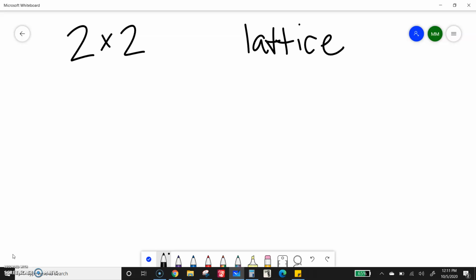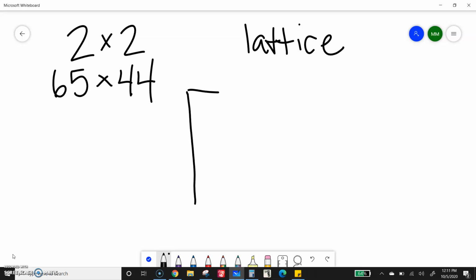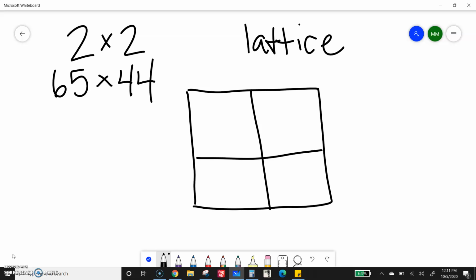I can never decide if window or lattice is my favorite, but I definitely like them better than the standard algorithm as numbers get bigger. So the first problem I'm going to show you is 65 times 44. You're still going to draw some boxes, but this time we're going to do a 2 by 2 box because I have 2 digits times 2 digits. So I need room for both digits.